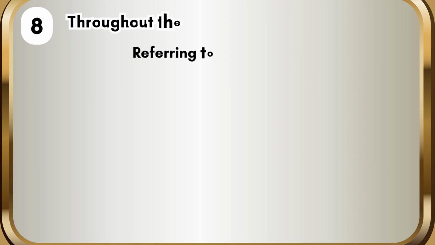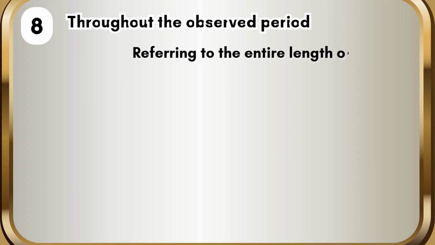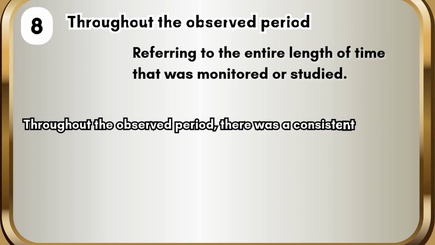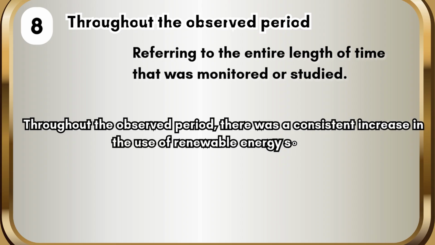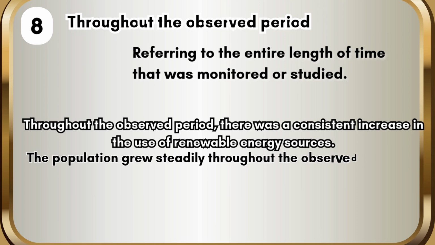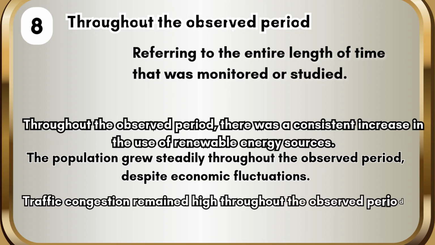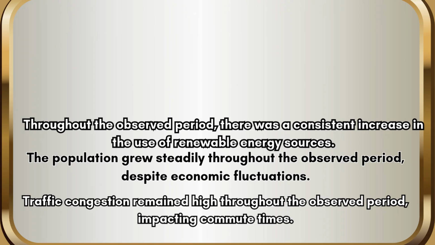Throughout the observed period. Referring to the entire length of time that was monitored or studied. Throughout the observed period, there was a consistent increase in the use of renewable energy sources. The population grew steadily throughout the observed period, despite economic fluctuations. Traffic congestion remained high throughout the observed period, impacting commute times.